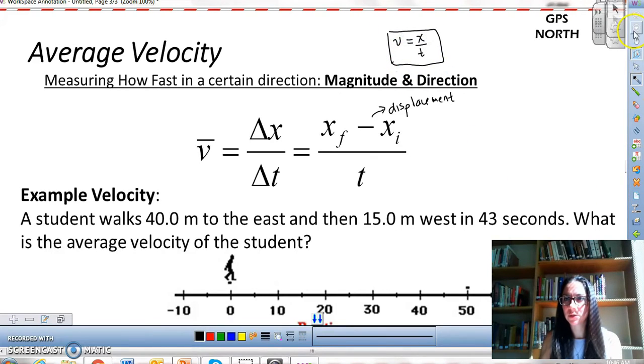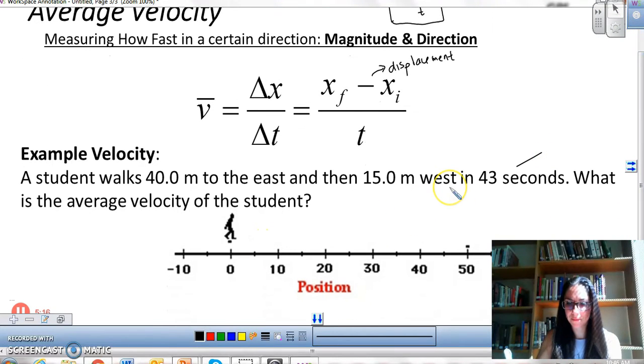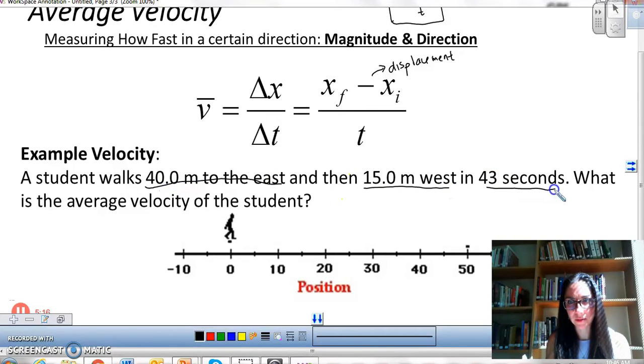But watch how this changes the problem. So it's actually the same problem that we did last time. But now that we're considering direction, our answer is going to be different. So same information, 40 east, 15 west, 43 seconds. But now we're going to calculate velocity.